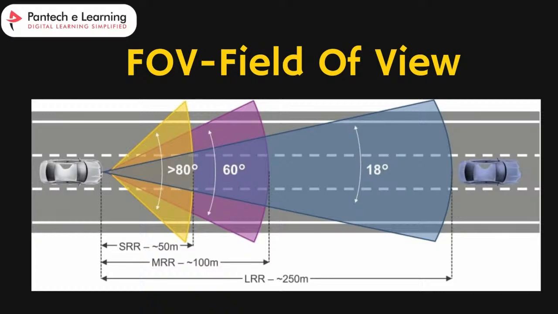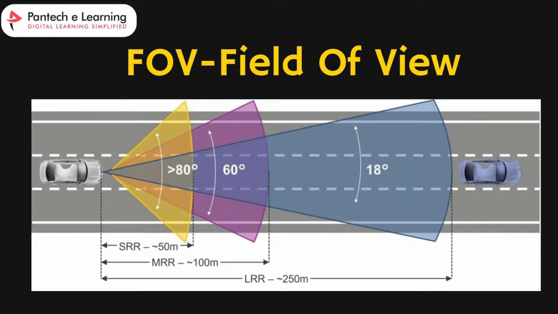So next one is the LRR. LRR detects objects at distances ranging from 80 to 260 feet, up to 250 meters, up to several hundred meters away from the vehicle. It covers an even wider field of view compared to the SRR and MRR, often spanning 180 to 360 degrees around the vehicle.